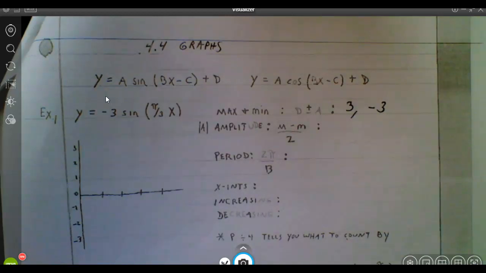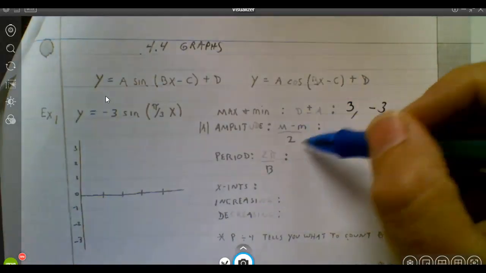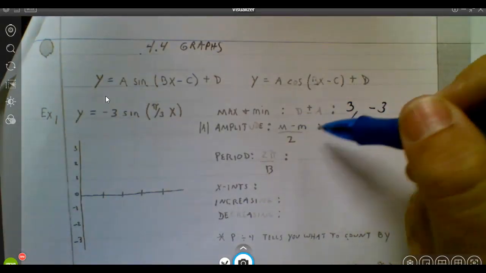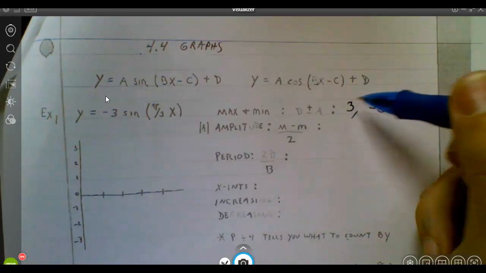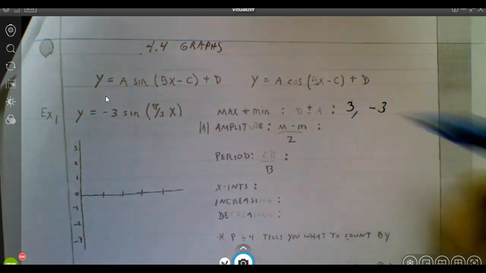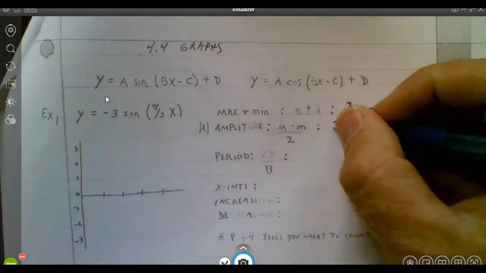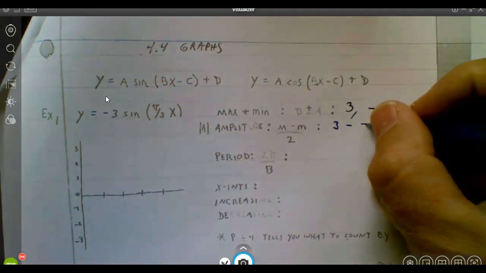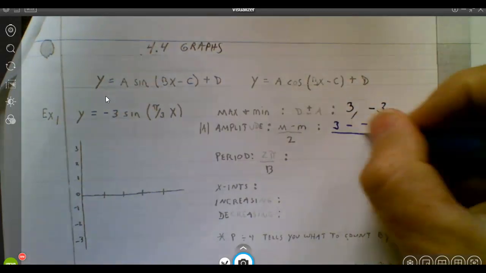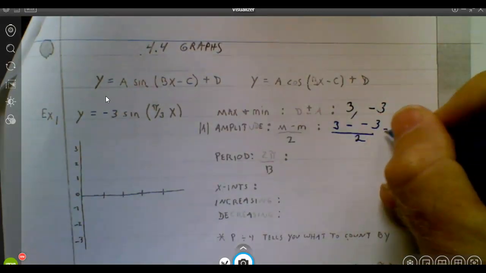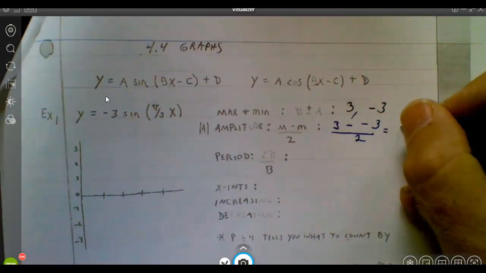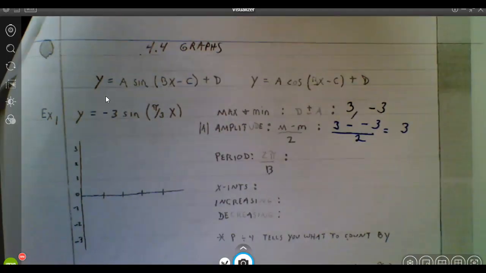So one thing to consider is we can do this to figure out the amplitudes. I can take my maximum minus my minimum and then just divide it by 2. So in this case, if I took my max minus my minimum and divide that by 2, that would be just sort of another way of figuring out what your amplitude is if you need to.